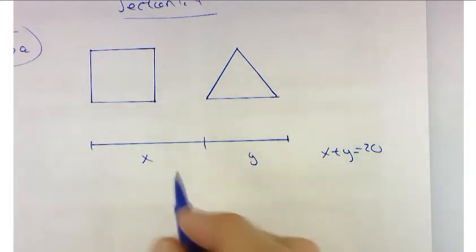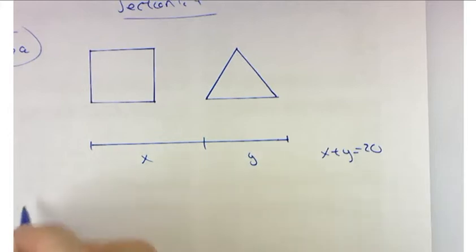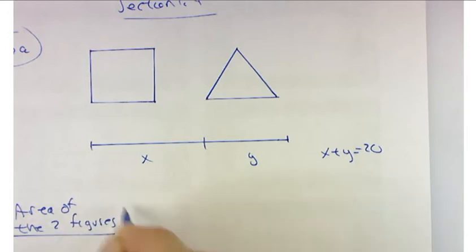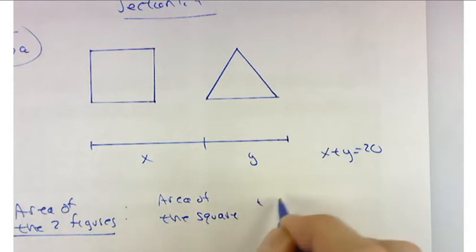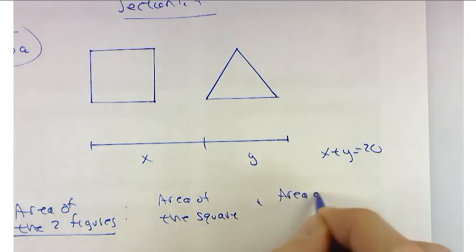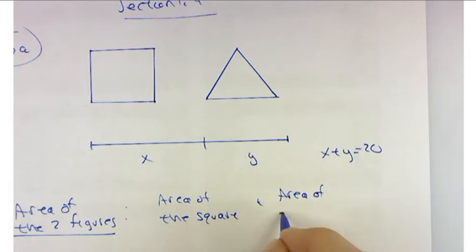So we'll start with the area of a square. So the area of the two figures would be the area of the square plus the area of the triangle. And let me note that it's an equilateral triangle.